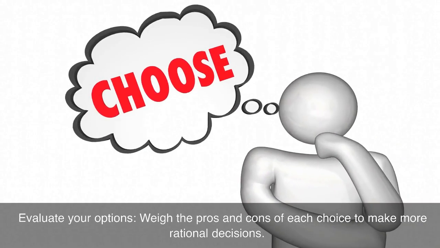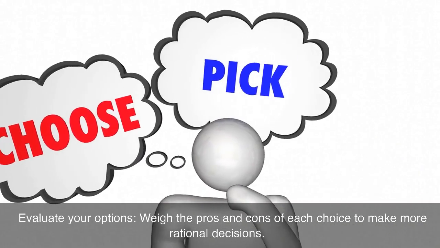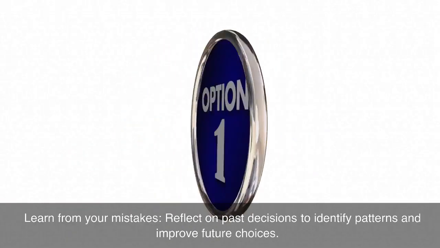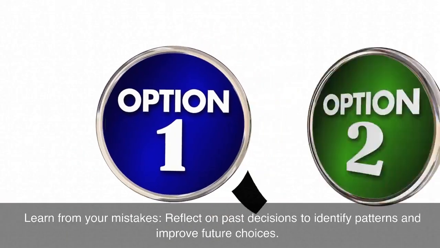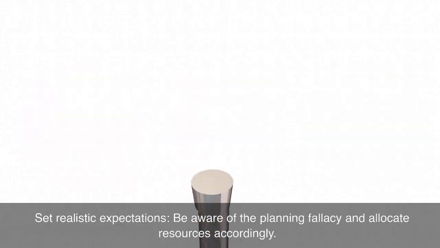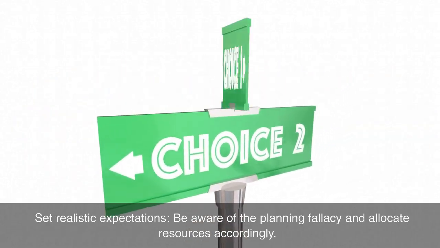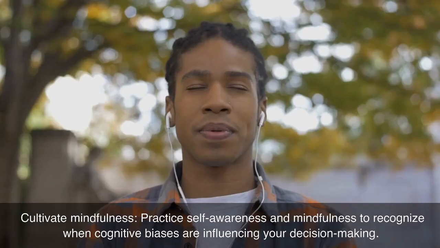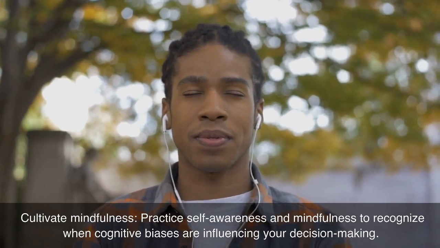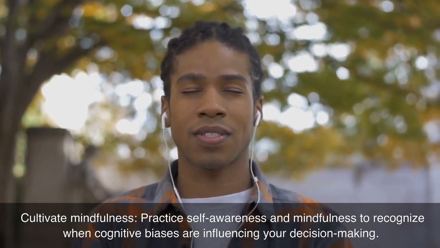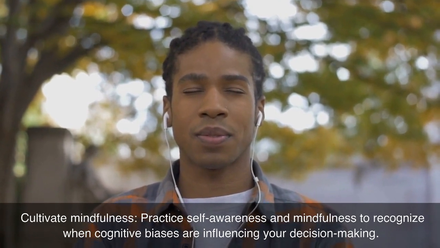Evaluate your options. Weigh the pros and cons of each choice to make more rational decisions. Learn from your mistakes. Reflect on past decisions to identify patterns and improve future choices. Set realistic expectations. Be aware of the planning fallacy and allocate resources accordingly. Cultivate mindfulness. Practice self-awareness and mindfulness to recognize when cognitive biases are influencing your decision-making.